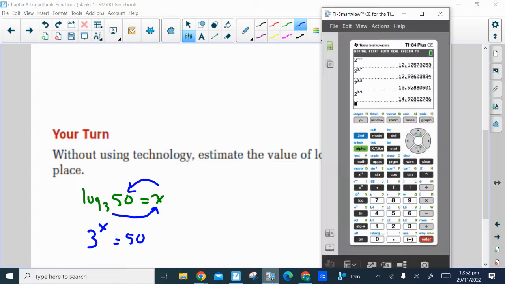If we try 3 to the power 3.2, 3 to the power 3.3, 3 to the power 3.4.